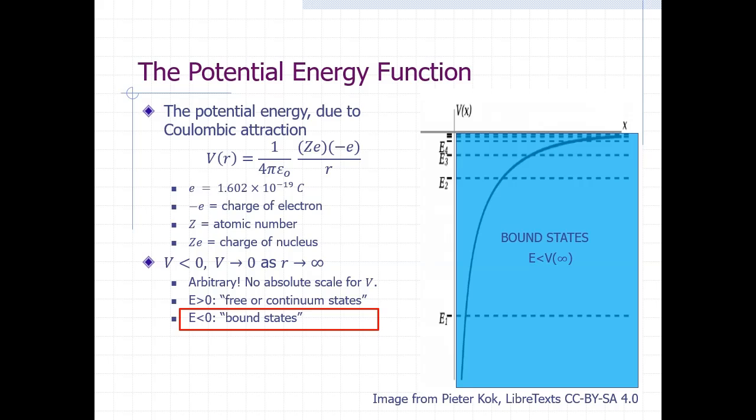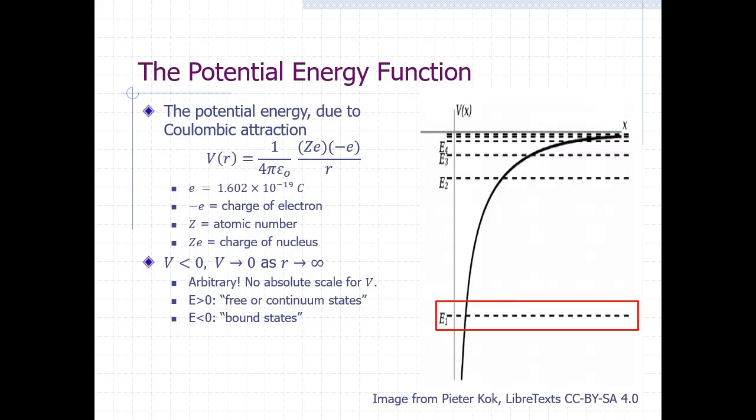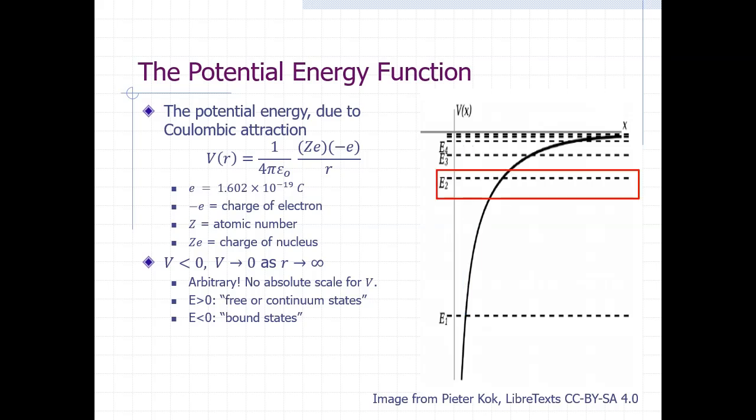The dashed lines on the chart show the lowest allowed energy levels. For the ground state, labeled here as E1, the electron is classically forbidden from going beyond this distance away from the nucleus. For the first excited state, labeled here as E2, the electron is classically forbidden from going beyond this distance away from the nucleus. Of course, as we have seen in earlier lessons, we expect quantum mechanics to predict a finite but very small probability of the electron tunneling into the classically forbidden region.